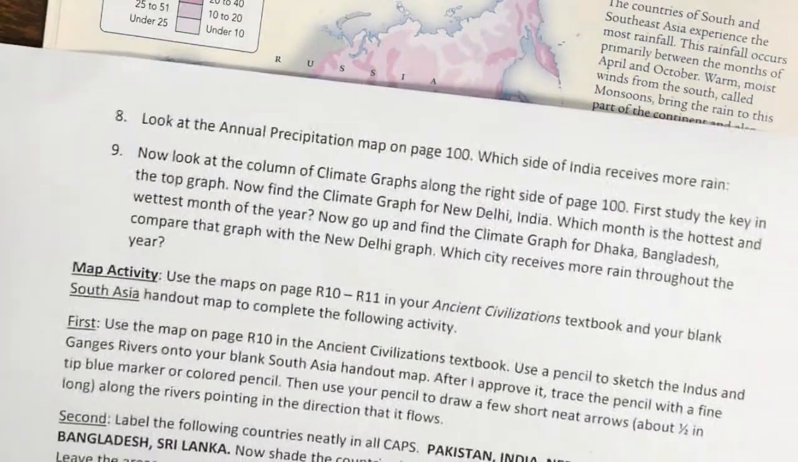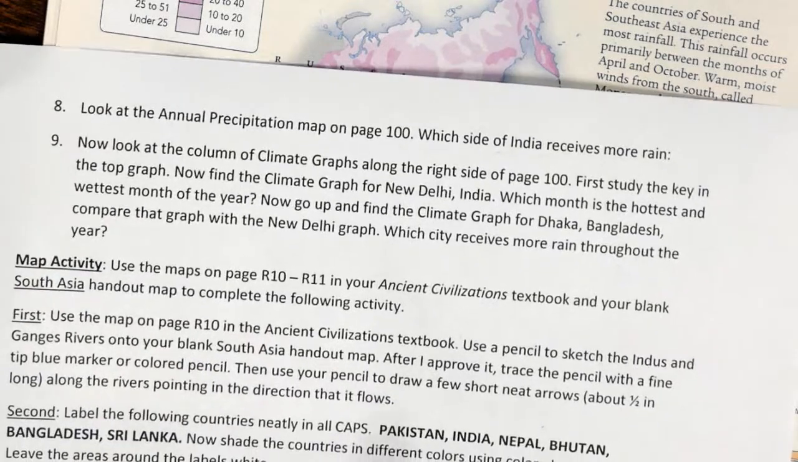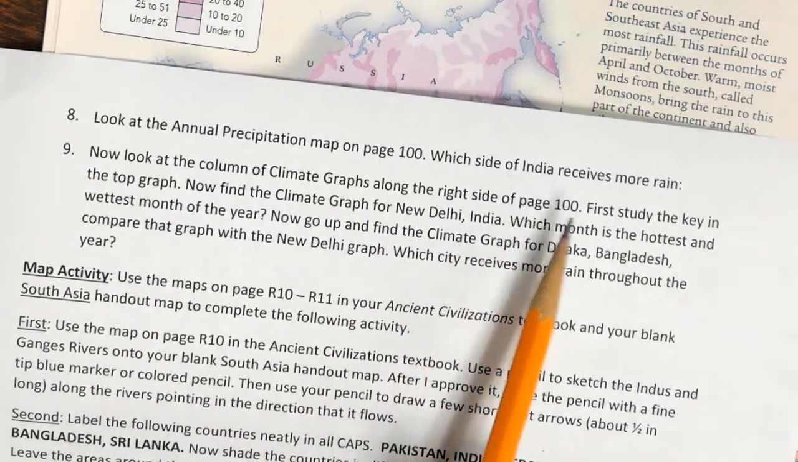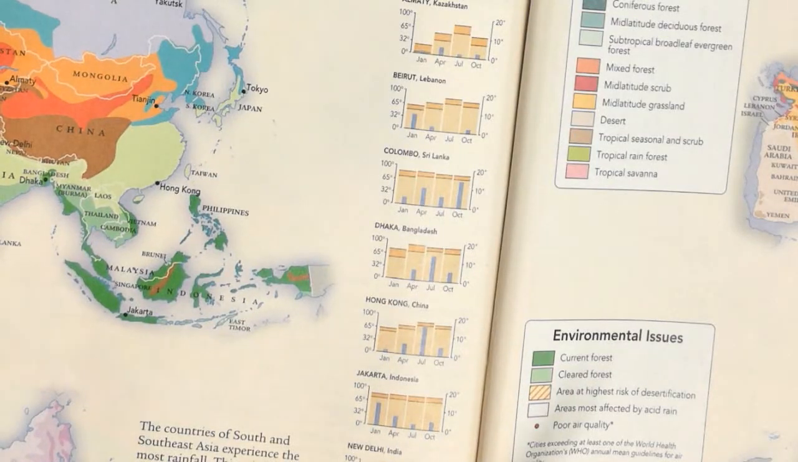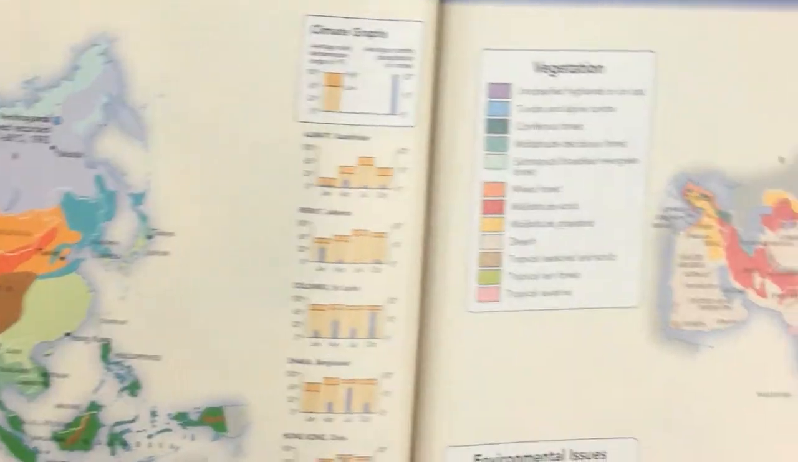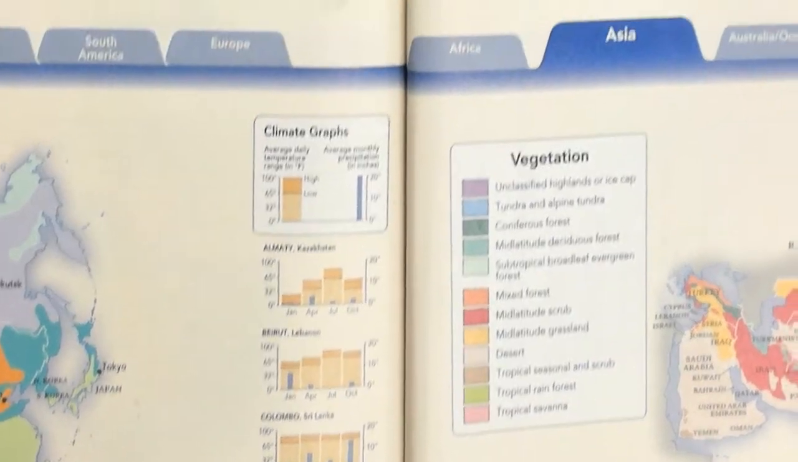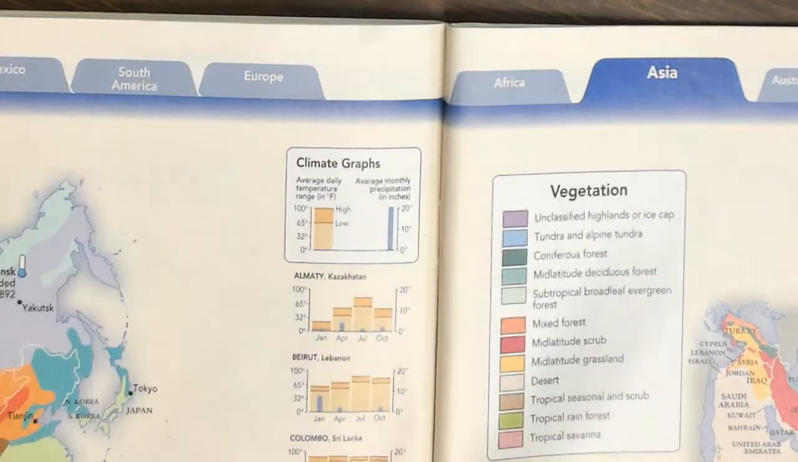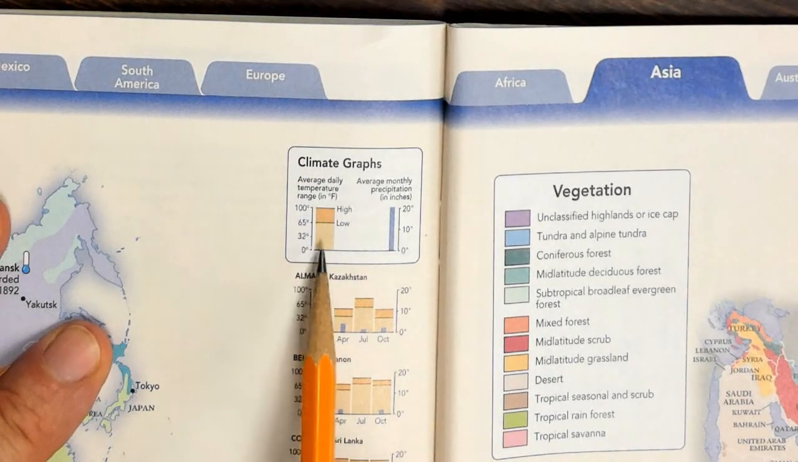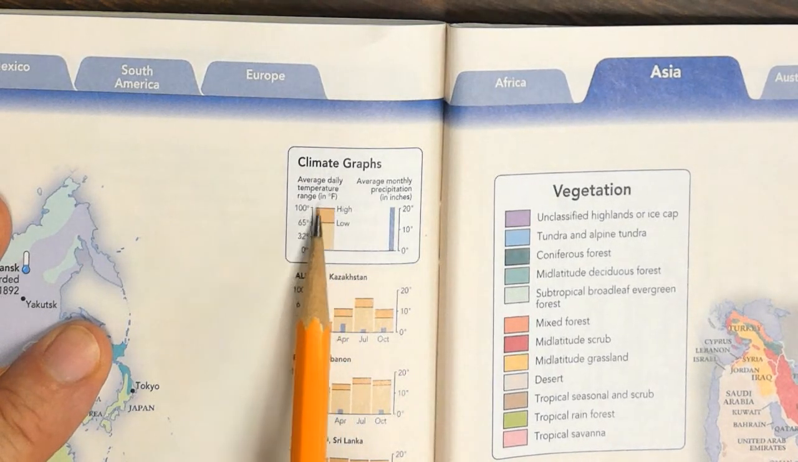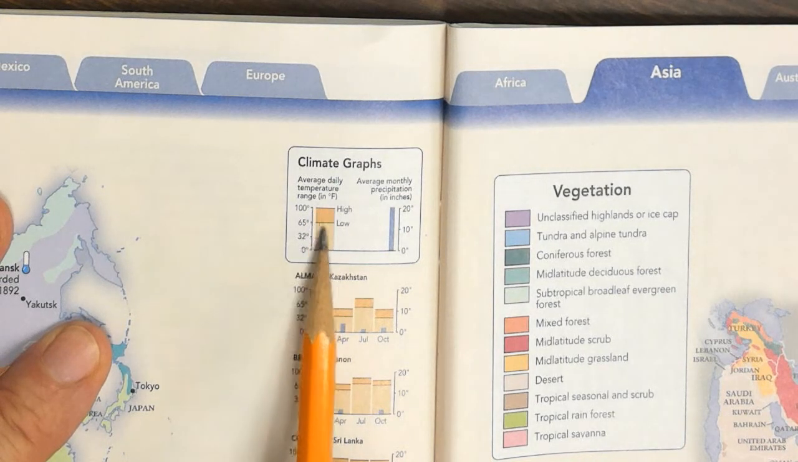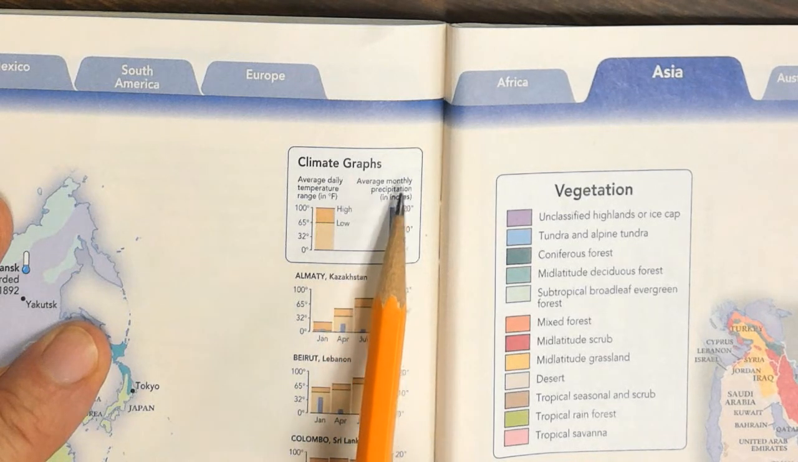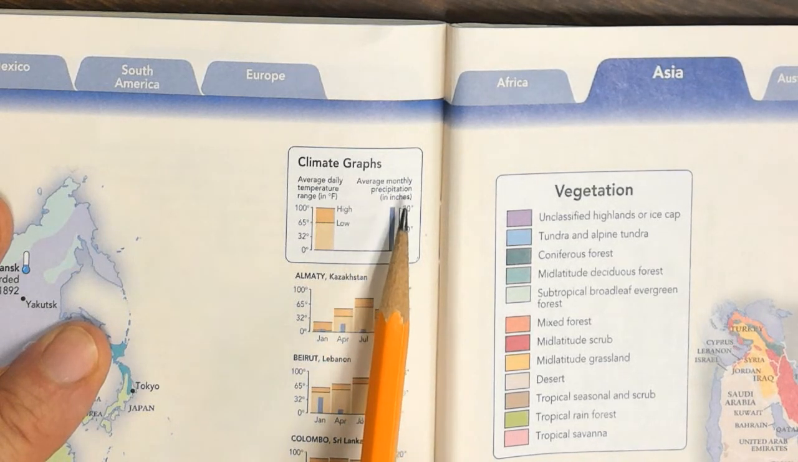You zoom out here. Now look at the column of climate graphs along the right side of page 100. First, study the key in the top graph. Okay, so we're on the right side of page 100, and there's a whole column of graphs over here. See them all? All right, let's take a look at the very top one so we can see what the key shows. So the key shows that on this side, you've got temperature, average daily temperature range in Fahrenheit. A high of 100, low is 65. So that's your average temperature, and over here is average monthly precipitation in inches. So that's up to 20 inches.